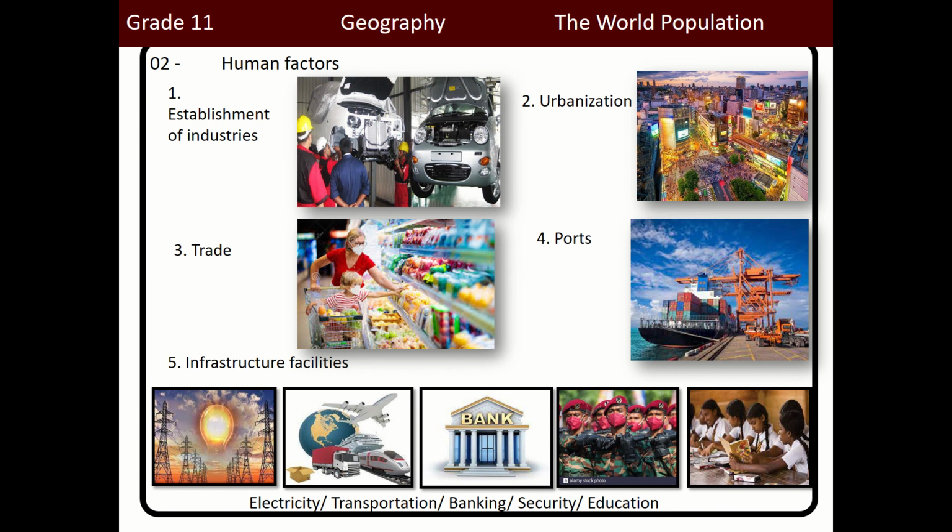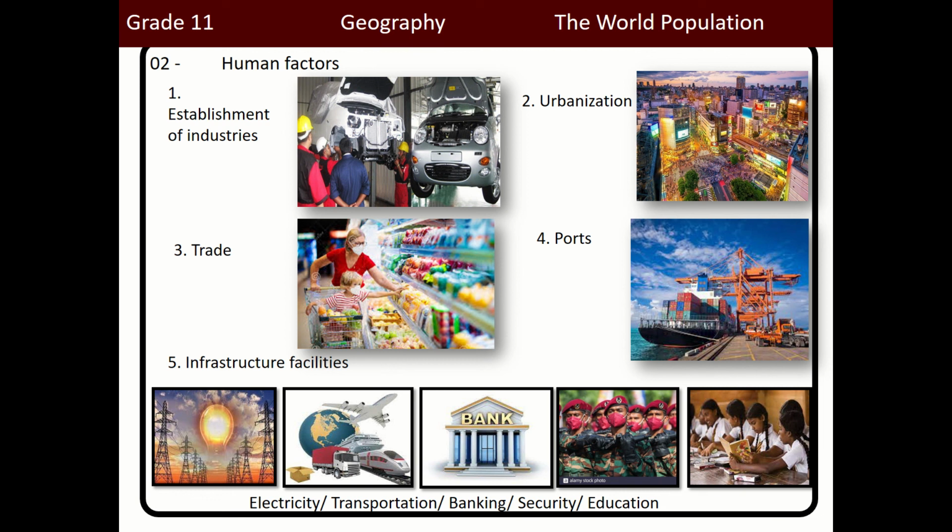Now, dear children, we are going to discuss the second group of factors, that is human factors. Location of different industrial centers, urbanization, trade centers and ports, development of infrastructure, availability of diverse services, and establishment of administrative activities are important human factors that affect the world distribution of population.